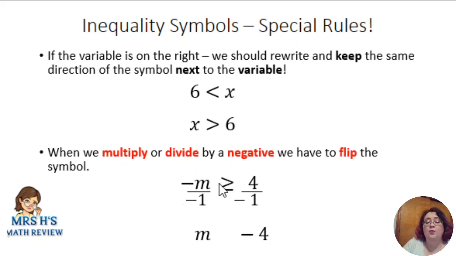So I have to flip the symbol. I have the open end, the alligator's mouth, towards m. So I want to have that pointed the other way. So instead of pointing towards 4, now it's going to point towards m. The open end, instead of being towards m, will be towards -4.